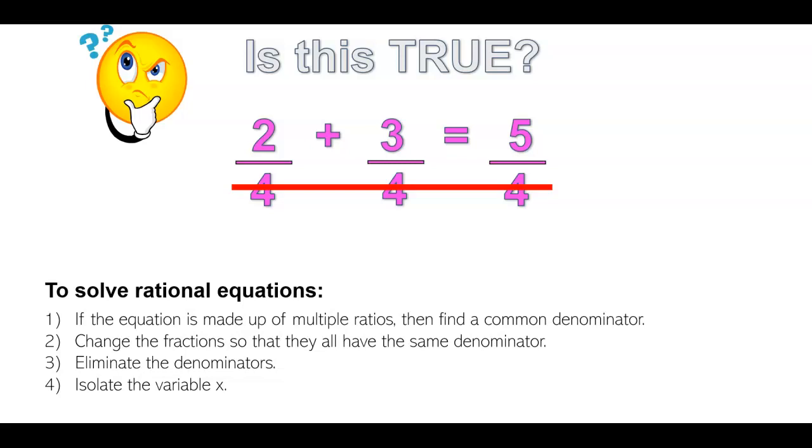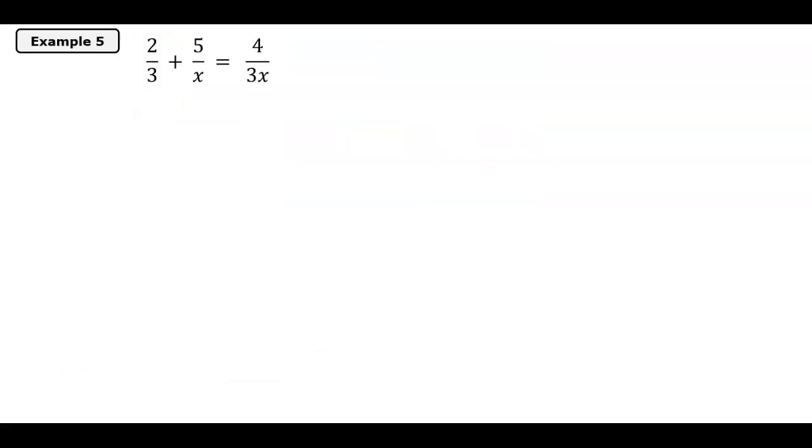The equation has multiple ratios. Find the common denominator. Change the fractions so that they all have the same denominator. Eliminate the denominators, and then you can solve for x. I'm going to show you how this works right now on example 5. Is everyone on what should be labeled as example 5? Your paper says 4, but it seems to be 5.